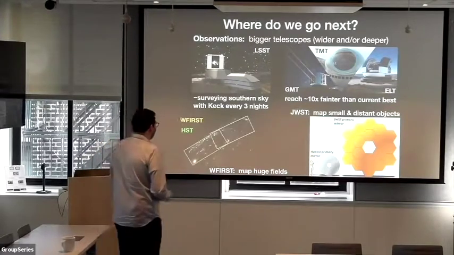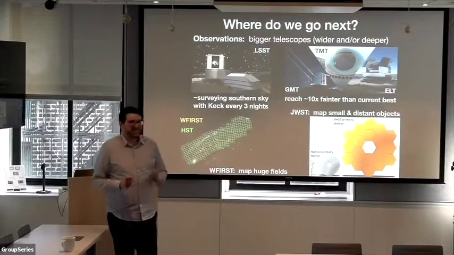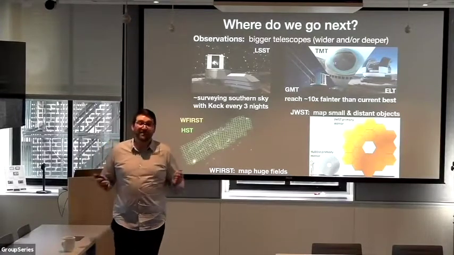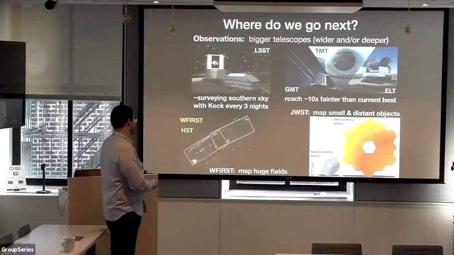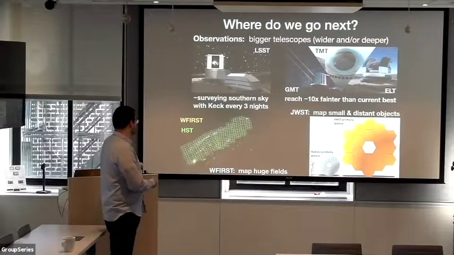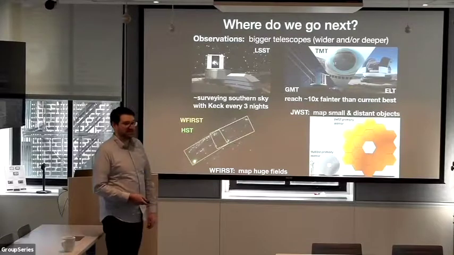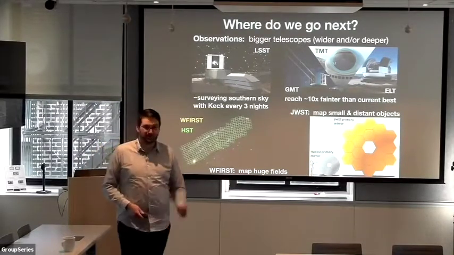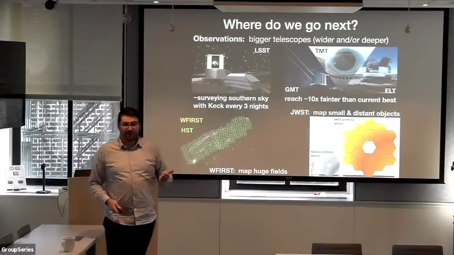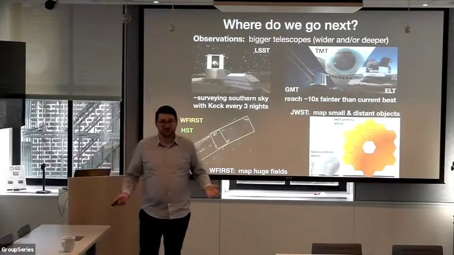WFIRST is going to be like Hubble with an incredibly huge field of view. I like to show this GIF, which alternates between the field of view of HST in green, all these tilings to map the disk of Andromeda, versus 2 pointings of WFIRST. So this is going to be really remarkable for doing things like deep surveys from space, for example.